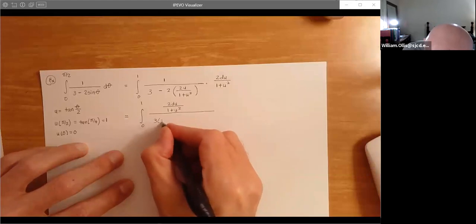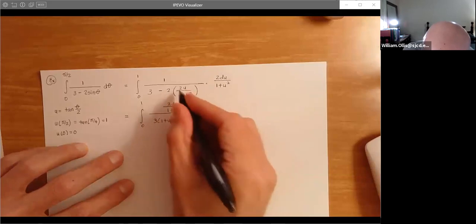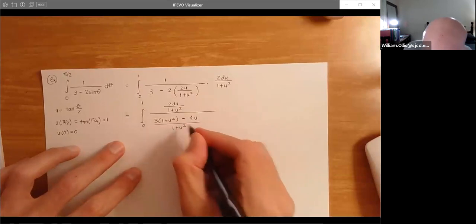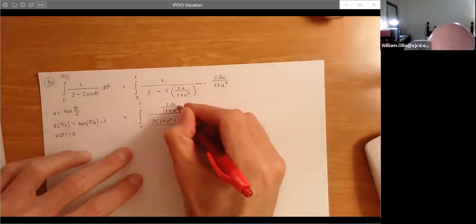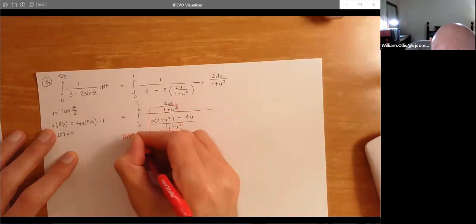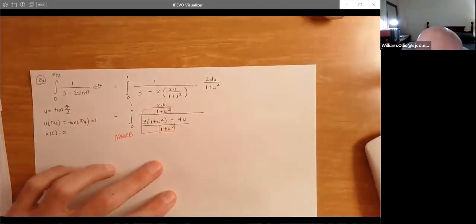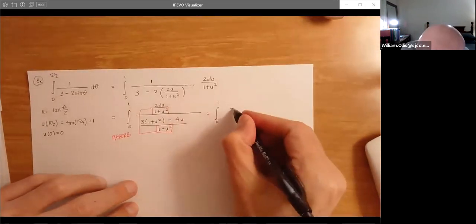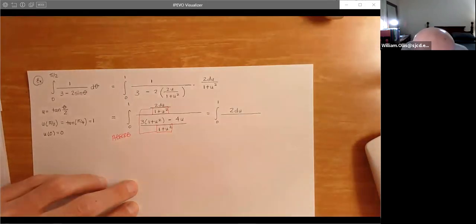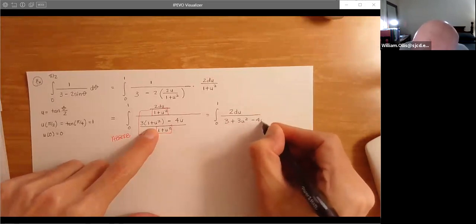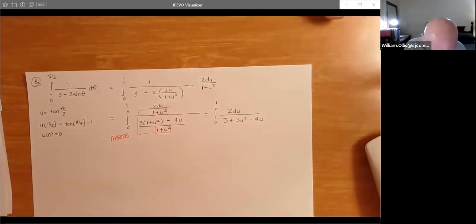And so we have 3 times 1 plus u squared minus, now we have 4u, all divided by 1 plus u squared. So now, just like we had before, the 1 plus u squared denominators absorb. So this leaves us with the integral from 0 to 1. So now we've got the 2 du by itself upstairs. And then downstairs we have 3 plus 3u squared minus 4u.